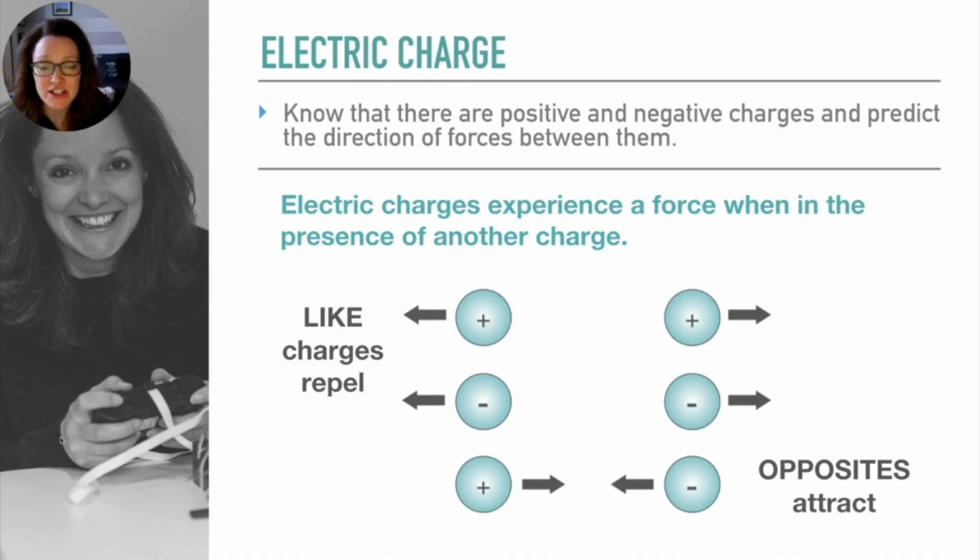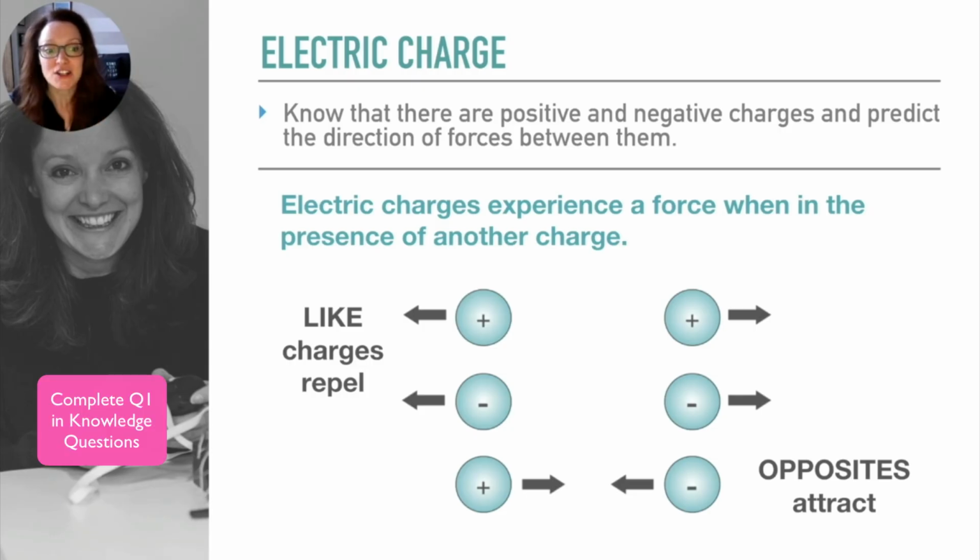So we're still on the same learning objective. We've explained that there are positive and negative charges. We'd like to know the direction of force between them. It's really simple. Electric charges experience a force when in the presence of another charge. If we've got a positive charge here and a positive charge here, they're going to feel a force, and because they're the same, they repel each other. If we had a negative charge here and a negative charge here, because they're the same, they repel each other. So like charges repel. Positive charges and negative charges are different. They're opposite and they attract. So like charges repel and opposite charges attract.